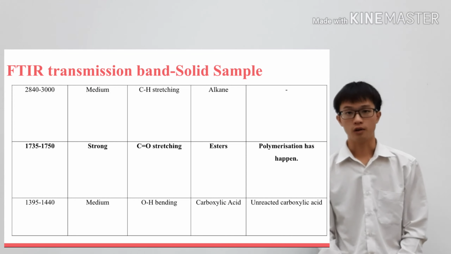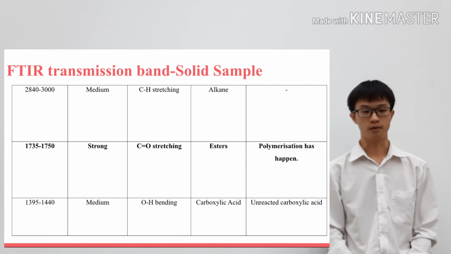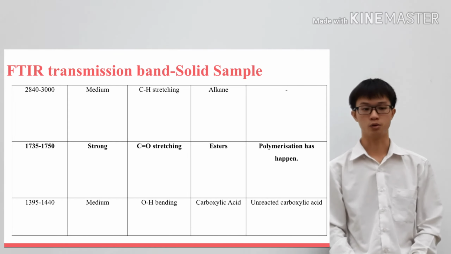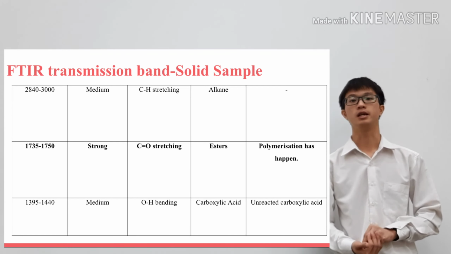So the formation of ester can be proved in the transmission wavenumber of 1,735 to 1,750. And this proves that polymerization has actually happened in the drying process.